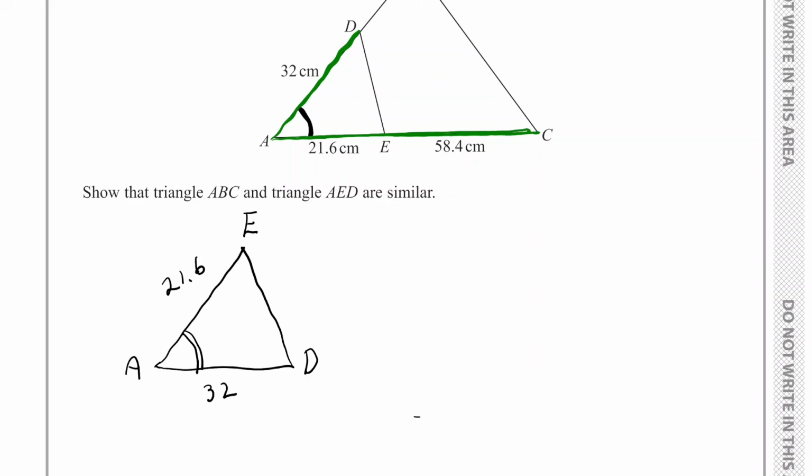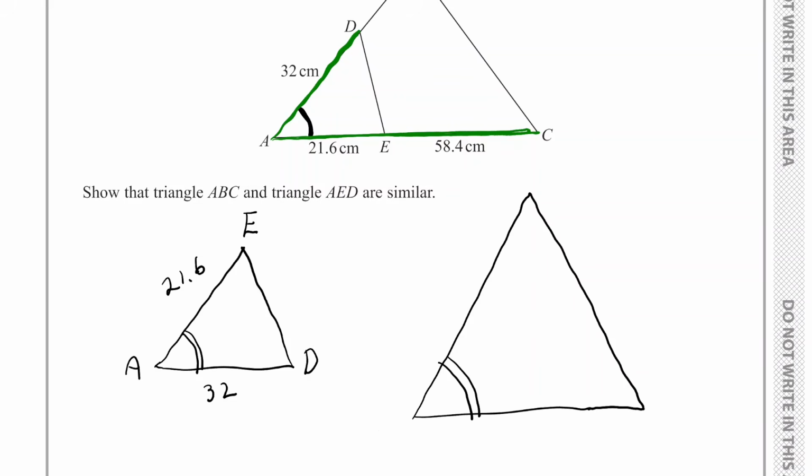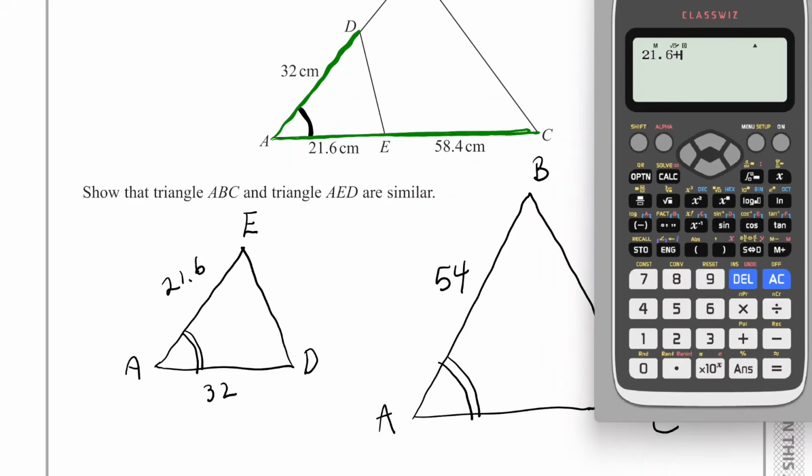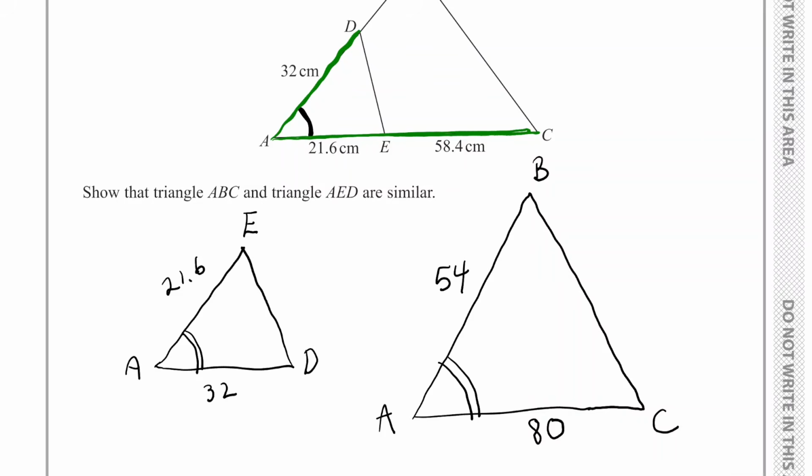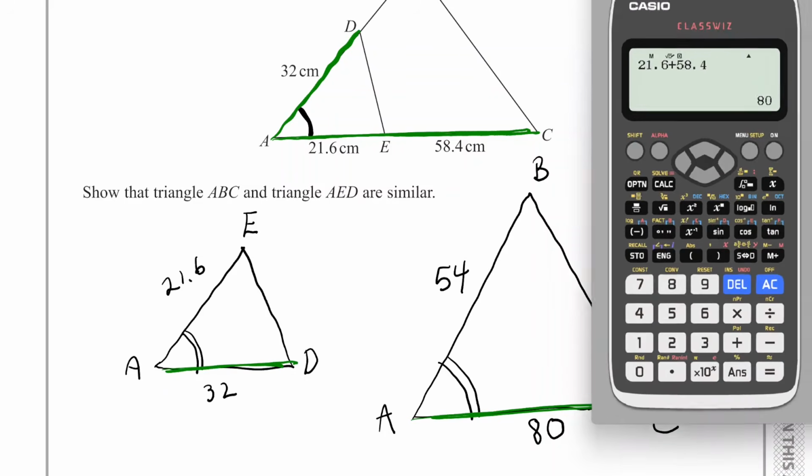And then on the enlarged shape, we've got angle A here again, and we've got C here and B up here. So 32 and 22 add up to 54. And 21.6 and 58.4 add up to 80. So A to C is 80, and A to C goes with A to D. So they should have the same scale factor to get from 32 to 80.